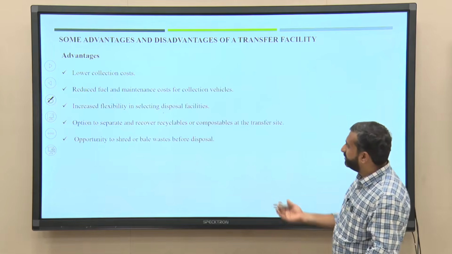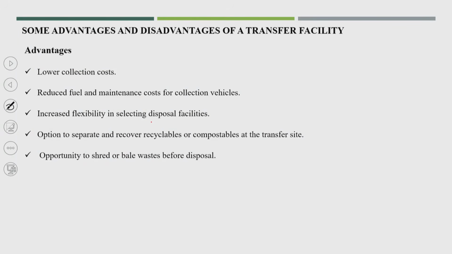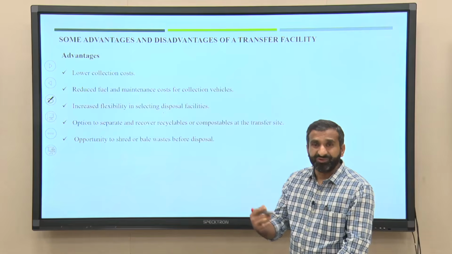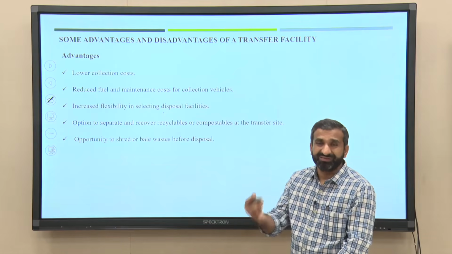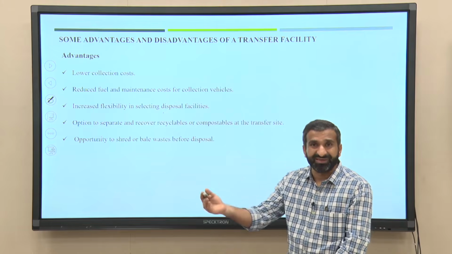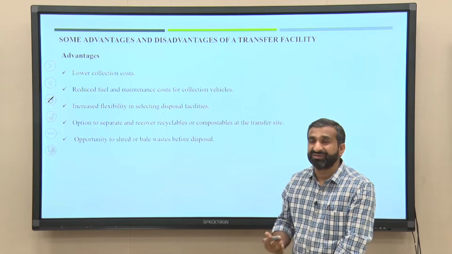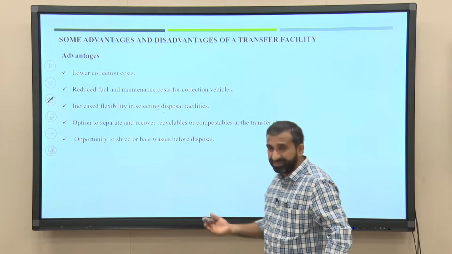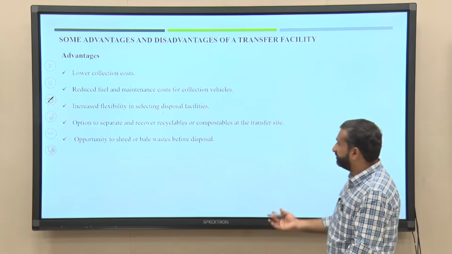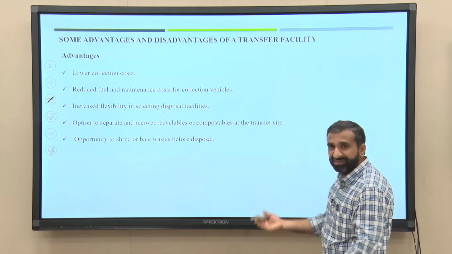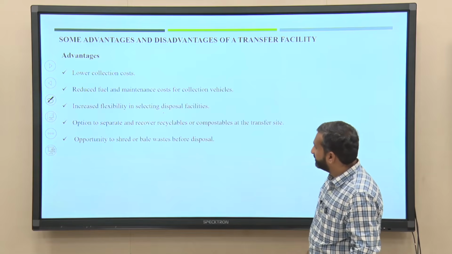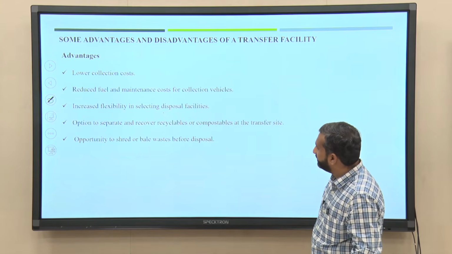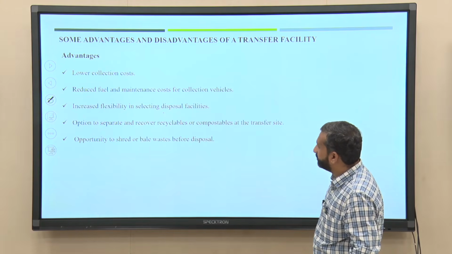Because of that, fuel and maintenance cost of the collection vehicle is reduced. This is one very important issue in the Indian waste collection system, because we are using a number of vehicles for primary collection and separate ones for secondary collection. So, obviously, the maintenance cost is very high. By reducing the hauling, we can reduce the maintenance cost.